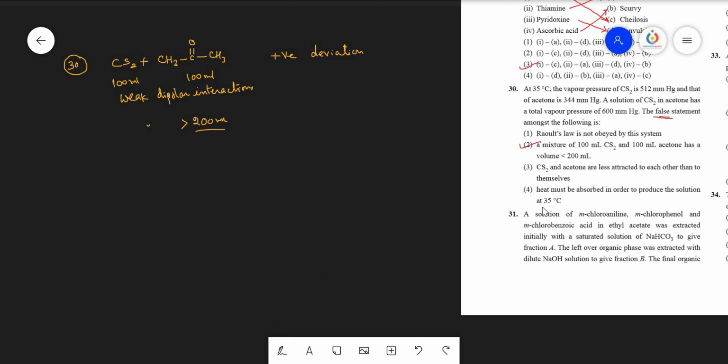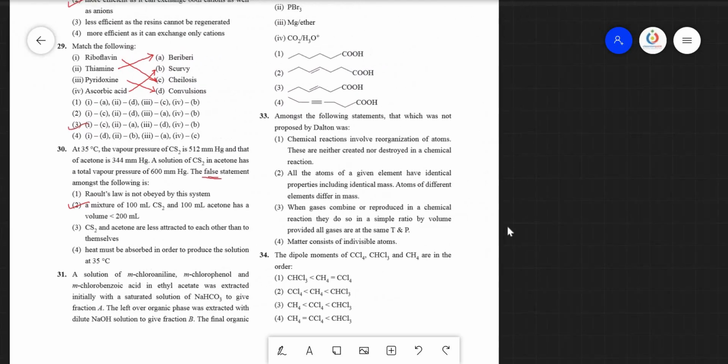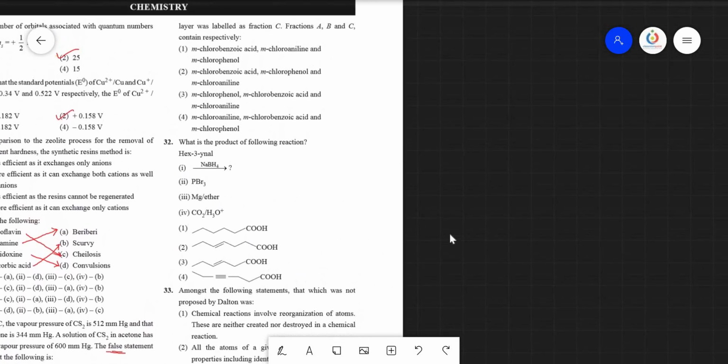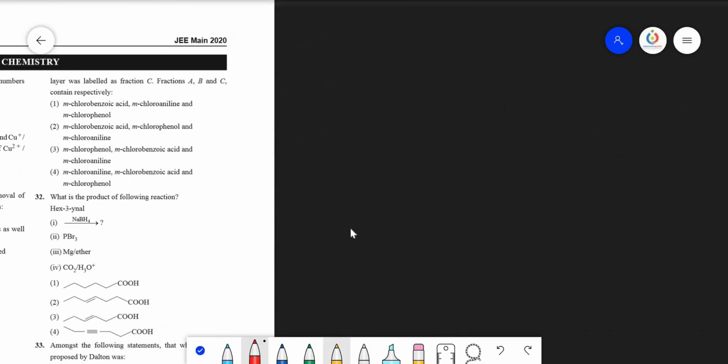number 31. A solution of metachloroaniline, metachlorophenol and metachlorobenzoic acid in ethyl acetate was extracted initially with a saturated solution of sodium bicarbonate to give fraction A. The leftover organic phase was extracted with the dilute NaOH solution to give fraction B. The final organic layer was labeled as fraction C. Fraction A, B and C contain respectively. So let us solve it here. Question number 31.